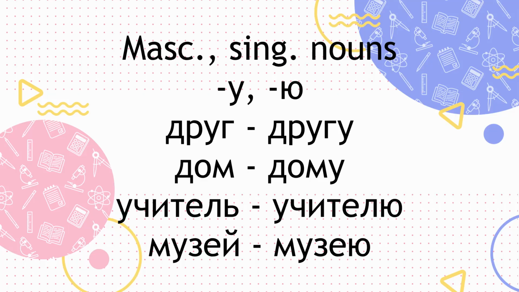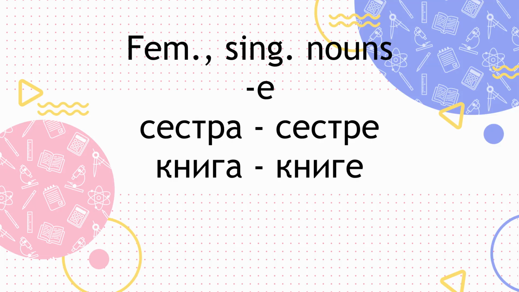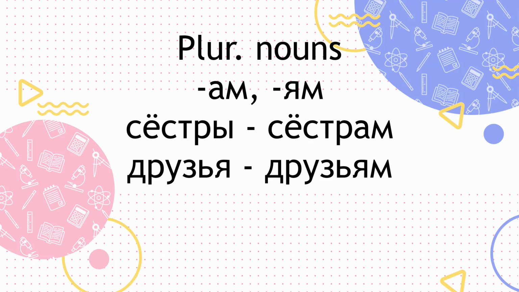Masculine nouns often end in у, ю. Друг, другу. Дом, дому. Учитель, учителю. Музей, музею. Feminine nouns often change to е. Сестра, сестре. Книга, книге. Plural nouns often end in ям. Сестры, сестрам. Друзья, друзьям.